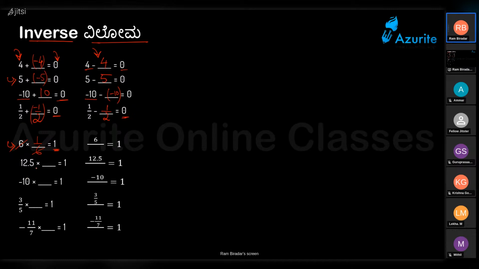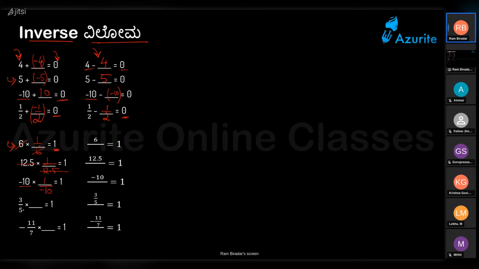Now what about 12.5? What do we have to multiply? Yes, 1 by 12.5. Then 12.5 by 12.5, what? It will get cancelled. 1 will be the answer. Now minus 10. So what do we have to do? Sir, 1 by minus 10. Okay, so we just have to write it like this. We just have to write the inverse, that is 1 by whatever is the number here.